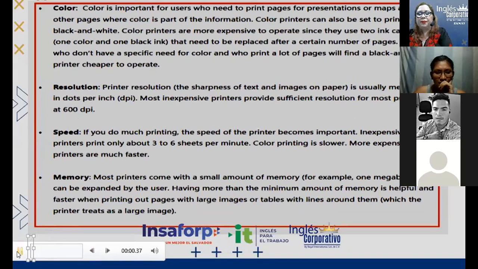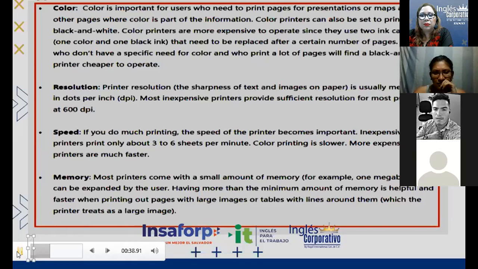Color is the most important for users who need to print pages for presentations or maps and other pages where color is part of the information. Color printers can also be set to print only in black and white. Color printers are more expensive to operate since they use two ink cartridges, one color and one black ink, that need to be replaced after a certain number of pages. Users who don't have a specific need for color and who print a lot of pages will find a black and white printer cheaper to operate.